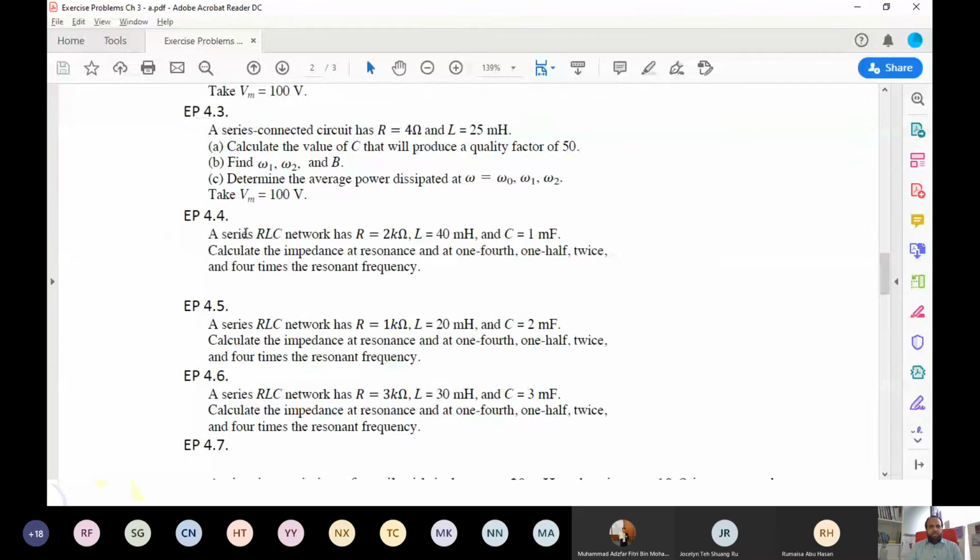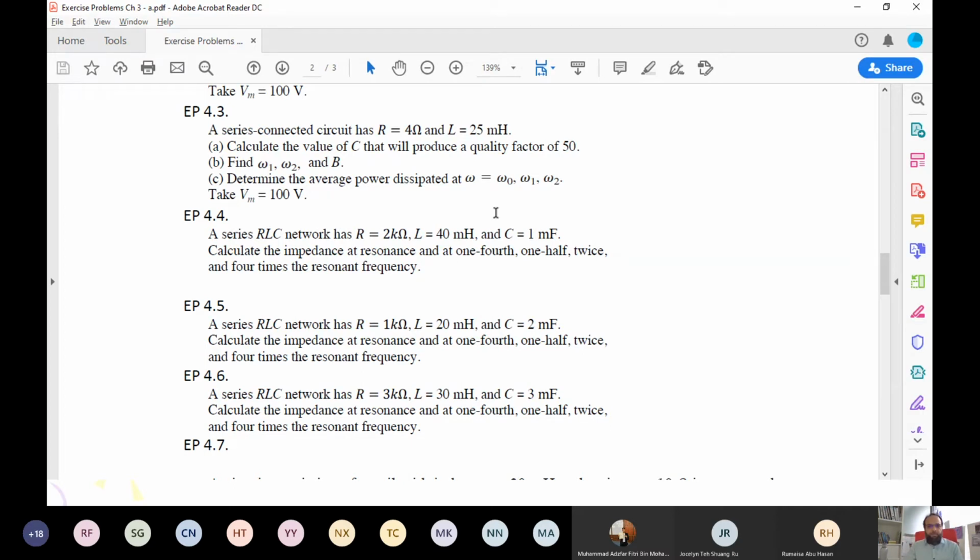Then the second one: an RLC network has R of 2 kilo ohm, L of 40, and C as given. Calculate the impedance at resonance, and at 1/4, 1/2, twice, and 4 times the resonant frequency. So first of all, find the impedance. If it's a series circuit, it is R plus J XL plus 1 upon J omega C.